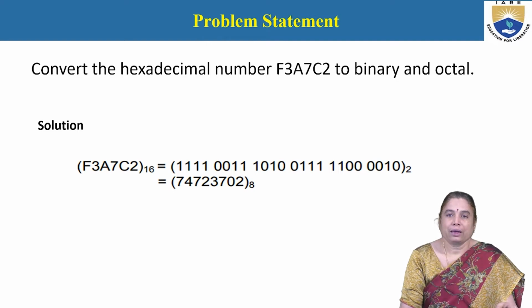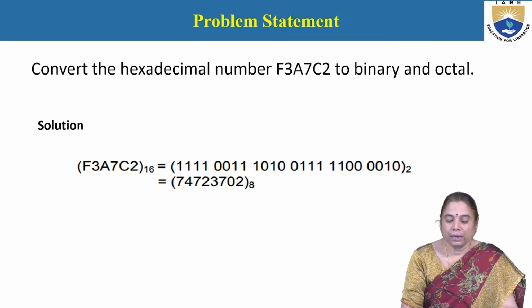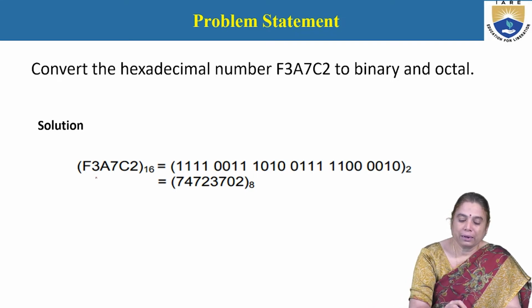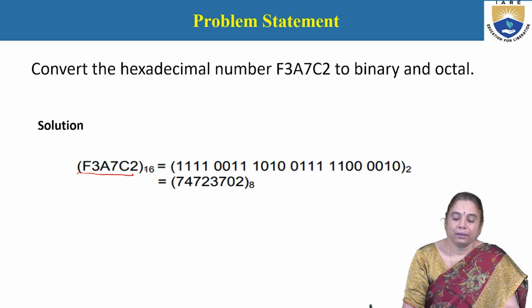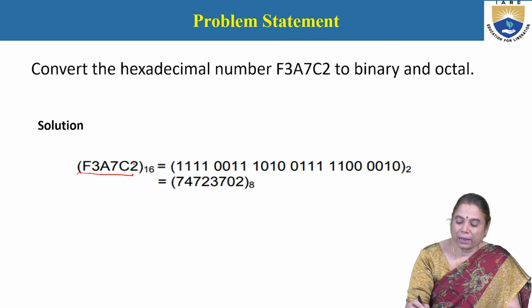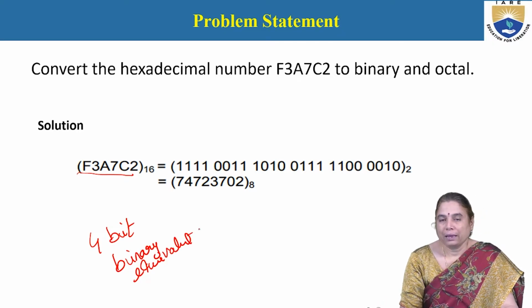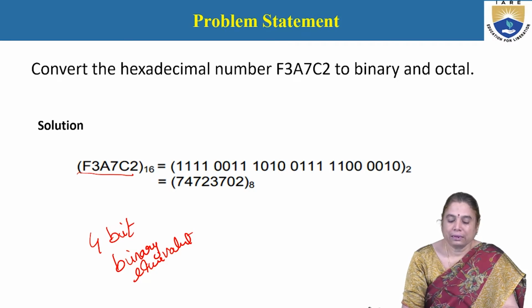Next, convert the hexadecimal number F3A7C2 to binary and octal. So here the hexadecimal number is F3A7C2. We have to write the binary equivalent of each digit. The 4-bit binary equivalent of each digit can be represented, in order to get the binary equivalent of this hexadecimal number.